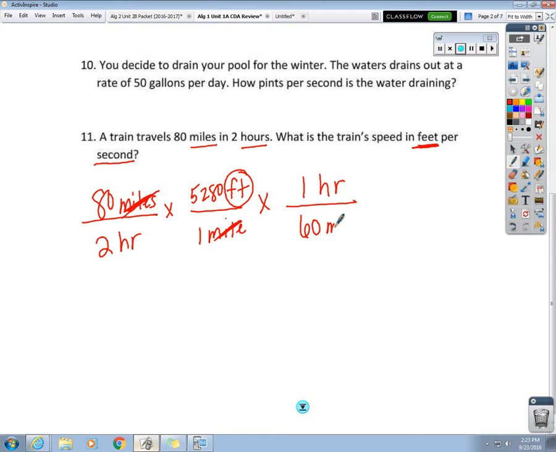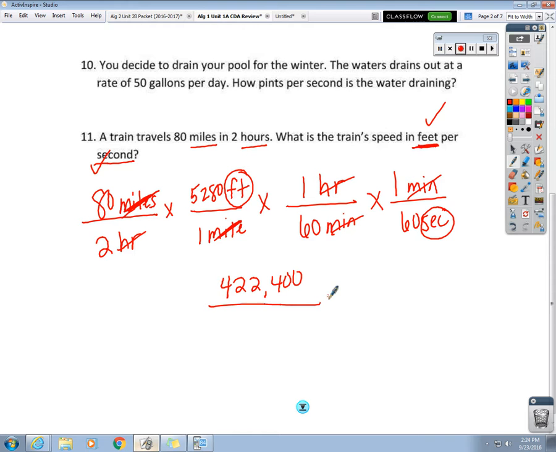1 hour, 60 minutes, and 1 minute is 60 seconds, right? And now you'll see that the hours and hours cancel, minutes and minutes cancel, and you're left with feet and seconds that was not canceled, which is good because that's what they want the answer in. Now you multiply the numerators. What do you get when you multiply 80 times 5280 times 1 times 1? 422,400.